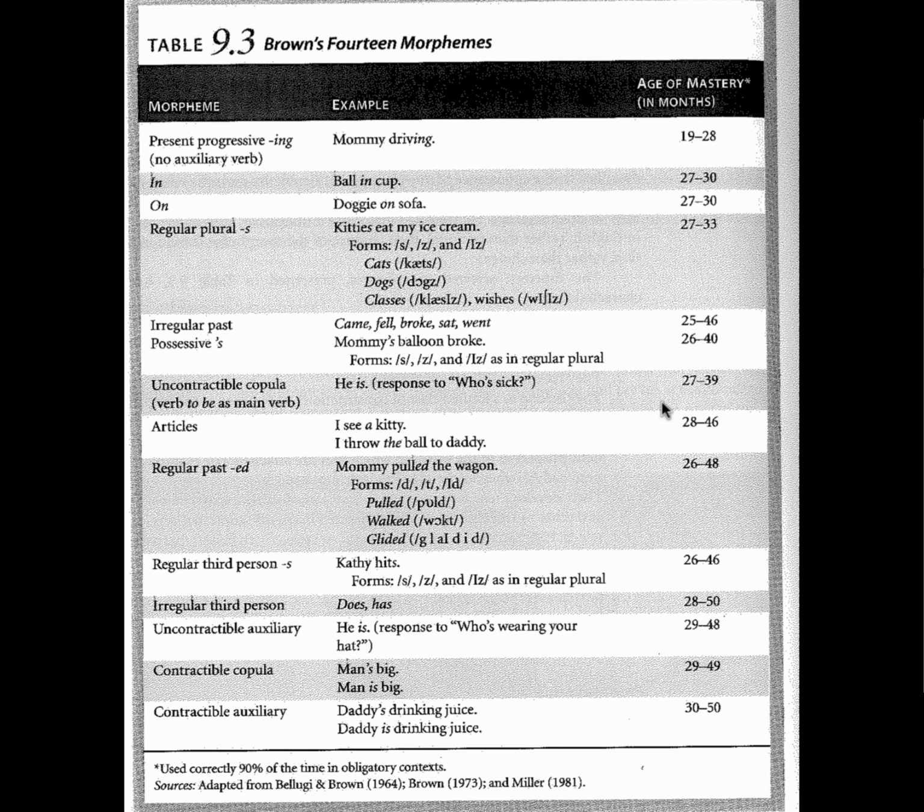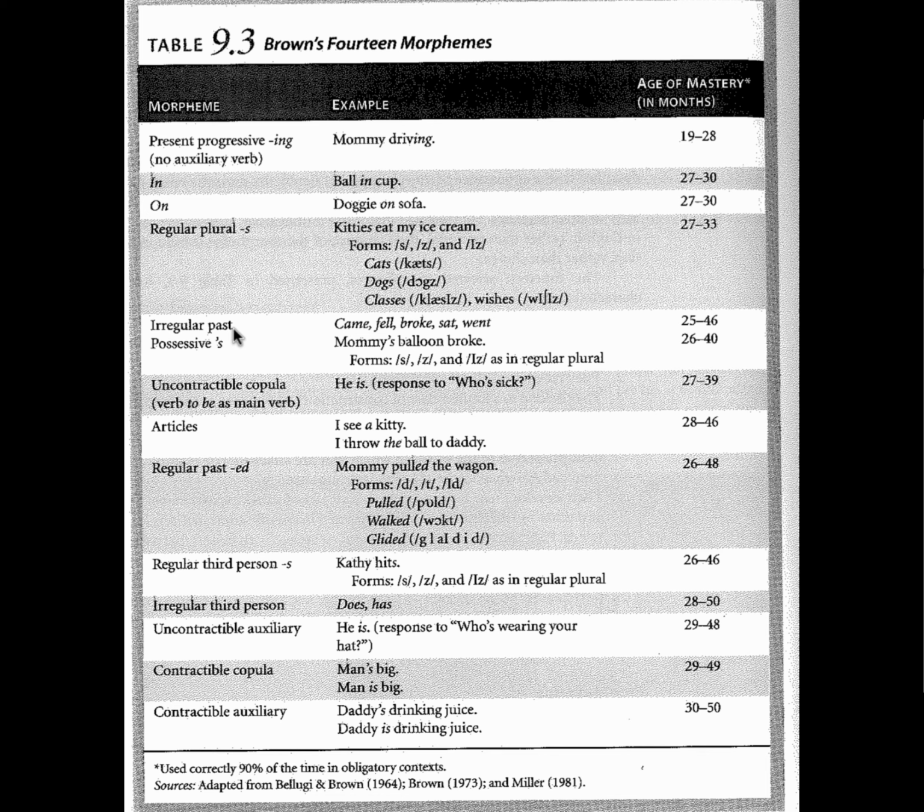And you look at the ages here. She's at 3.5. So by now she should be using everything up until about 39 months. So she should be using ing. She should use in and on correctly. She should use the regular plural s. Let's see, irregular past possessives s.